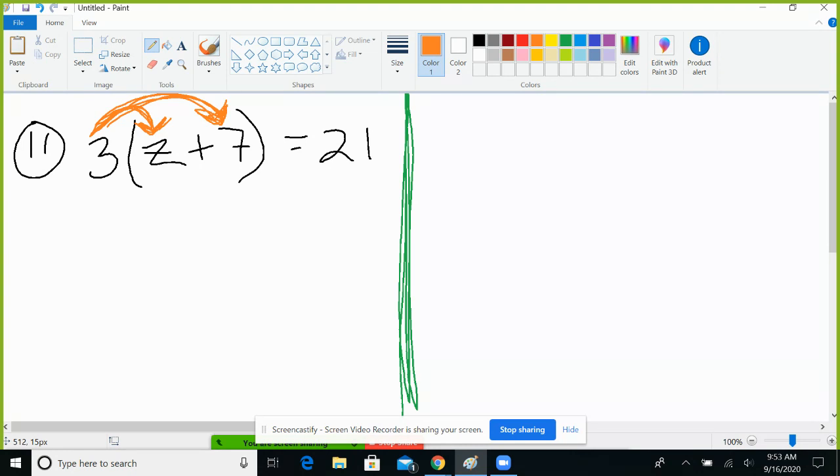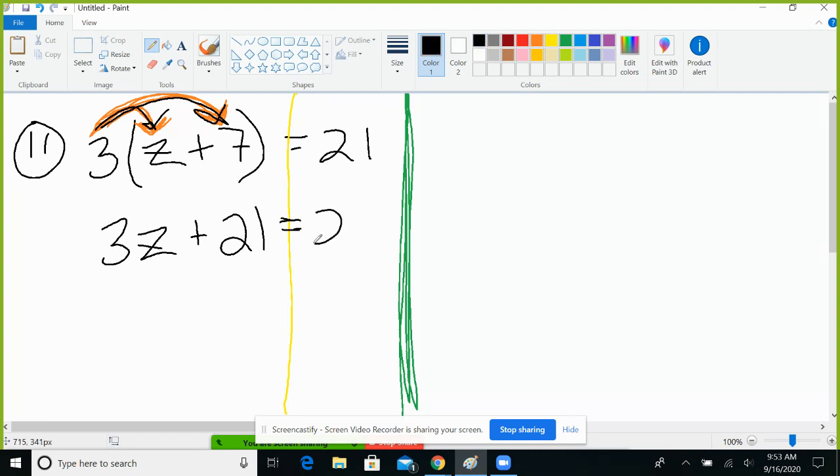So if I'm going to distribute, what I get is, I'm sorry, excuse me, 3 times z is 3z, and 3 times a positive 7 is a positive 21, equals 21. So now this problem looks just like the problems we just did. So what's our next step now?